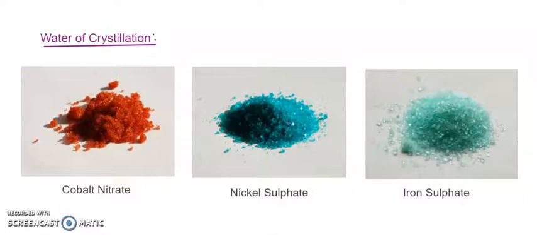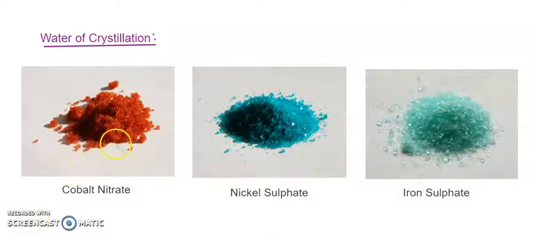Hello everyone. In this video, we're going to talk about water of crystallization. Before we go and understand what water of crystallization is, as you can see here on the screen, there are three different substances and they have three distinct colors. The first one is cobalt nitrate, which is a red blood color. The next is nickel sulphate, which is a bluish color, and the iron sulphate is a bluish green color. It's more of a greenish blue color, right?